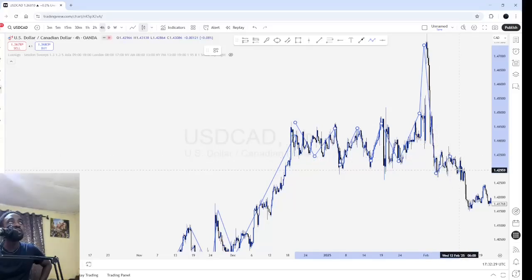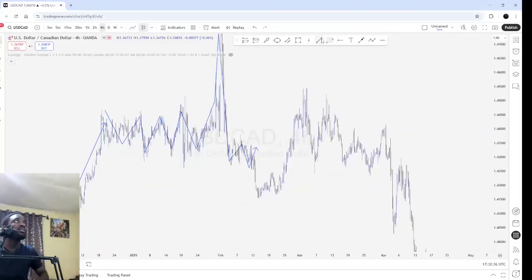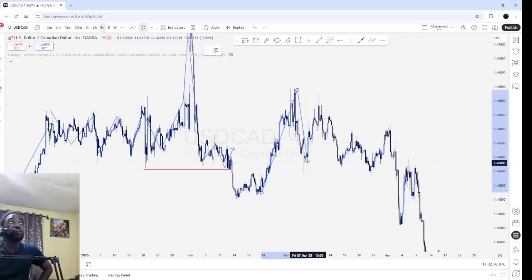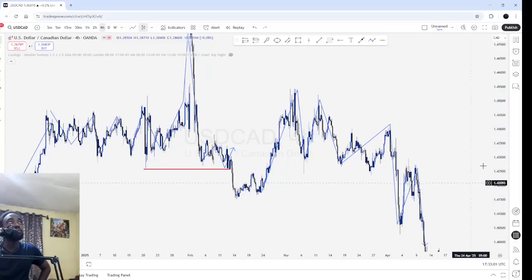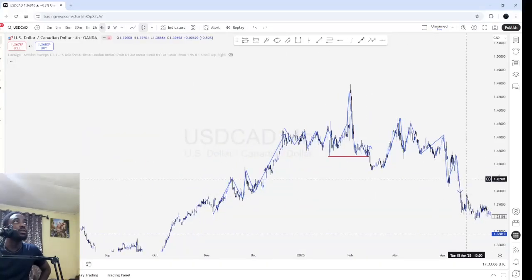We didn't have anything until we started getting a break over here. So you can see we had a break here. Now after this break, you can see that price came back again to the zone here, and now price started going down. Price started going down. So do you see?